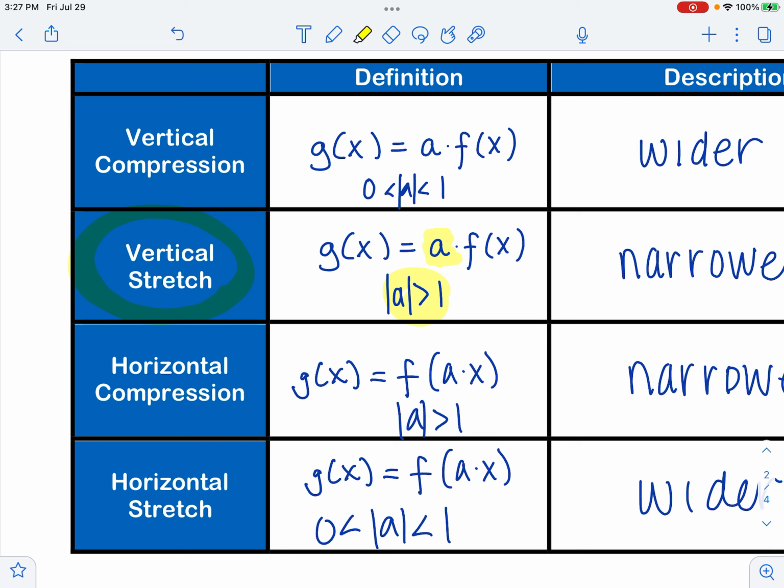Now, if it's smaller than 1, or in between 0 and 1, I should say, that is still vertical, but it is a compression, okay? Now I do the opposite for thinking about horizontal stretches and compressions. I know that a 3 in front of the parent is a vertical stretch, so a 3 inside the parent is a horizontal compression. That's how I help my brain memorize it. Let's see if it helps you.